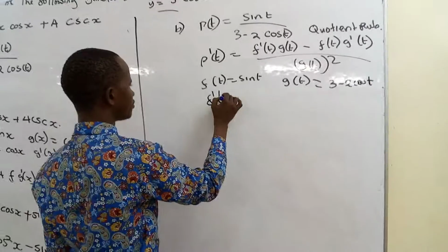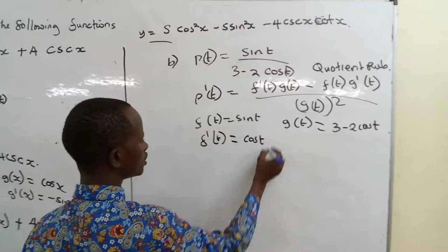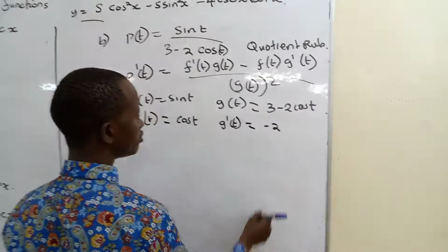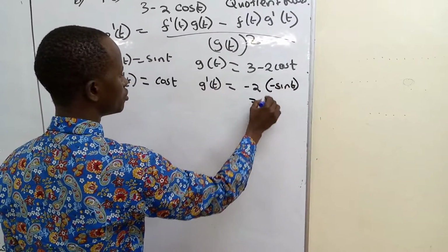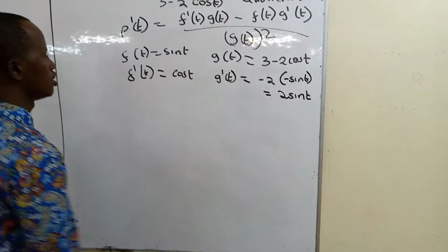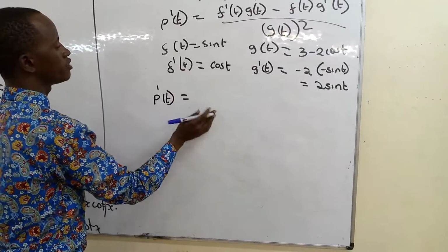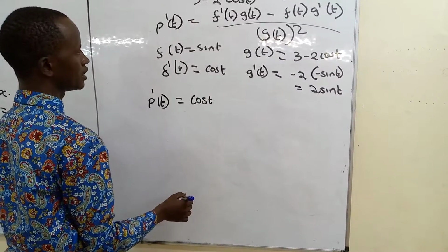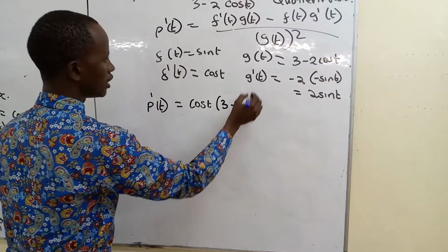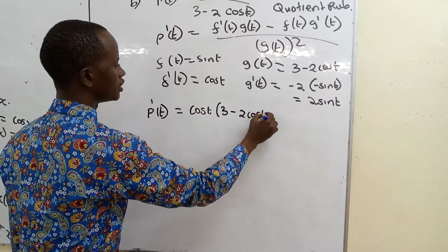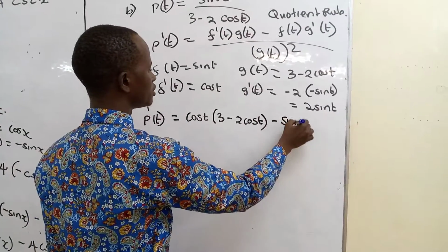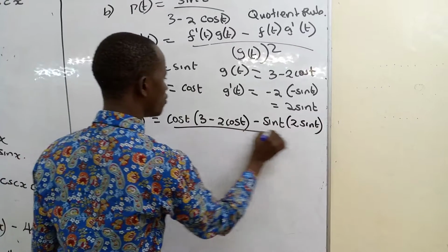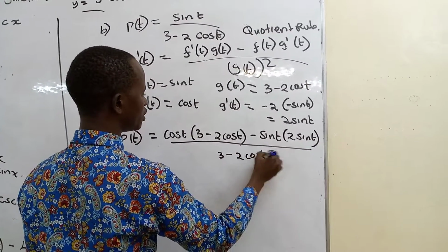So f prime of t is given by the cosine of t, then g prime of t is negative, negative 2 sine t, which gives you 2 sine t, because a negative and negative cancel. So P prime of t will be given by f prime, the cosine of t, multiplied by g of t, 3 minus 2 cosine of t, then minus f of t, the sine of t, multiplied by g prime of t, which is 2 sine of t, and then over 3 minus 2 cos of t squared.